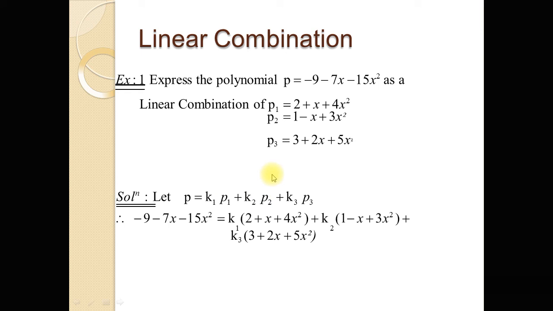First of all, choose the scalars K1, K2 and K3. If we have a polynomial of degree 2, then we have three terms: constant term, x term and x squared term. So for this purpose we choose three scalars K1, K2 and K3. And if in the problem we need to express a vector as a combination of other vectors, then suppose we have a vector in 3 dimensions, we need three scalars K1, K2 and K3. And if the vector is in 2 dimensions, then we need two scalars K1 and K2.